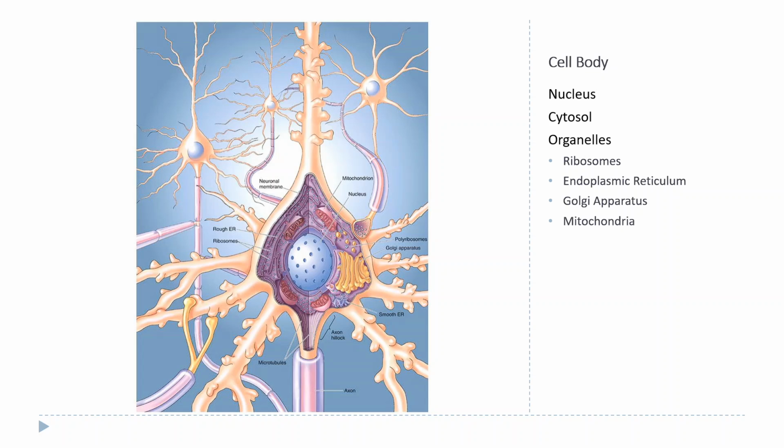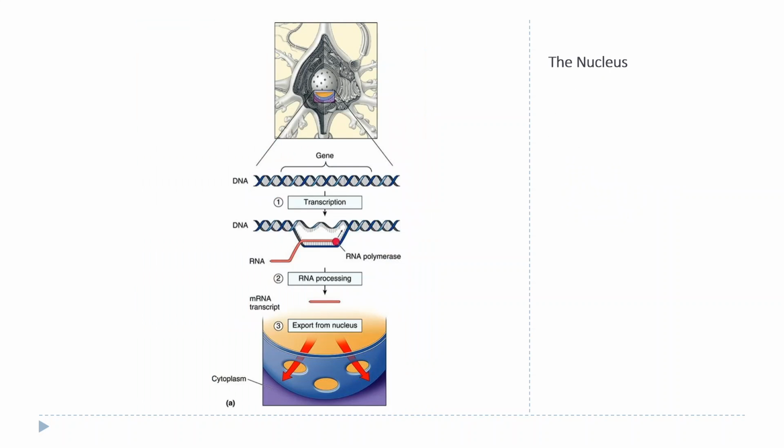And then a number of different organelles. And those organelles are just membrane-bound compartments that carry out the day-to-day functions of the cell. So the major ones are the ribosomes, the endoplasmic reticulum, the Golgi apparatus, and the mitochondria. So the nucleus, again, that's a structure that's found in every cell in your body, and every cell in your body contains inside the nucleus a set of structures called chromosomes.